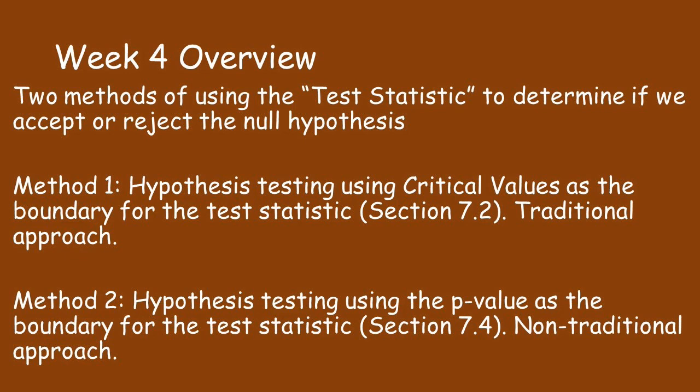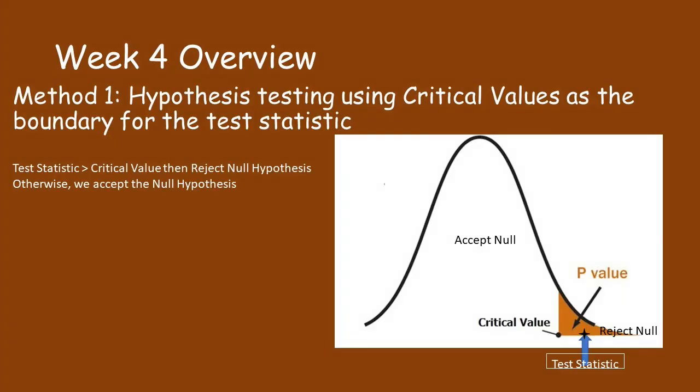Let's look for a moment at method 1, which is hypothesis testing using critical values as the boundary for that test statistic. From the chart in front of you, you can see the critical value is usually given in some form in the problem, and it may have to be converted to a normalized value from a z-table or a t-distribution table or something similar. But it's called the critical value. It'll be on that bottom x line. It'll look very much like a z-value of 1.5, 1.96, 2.2, 2.25, and that sort of thing. It becomes the fixed point on the graph as the boundary between accepting and rejecting the null.